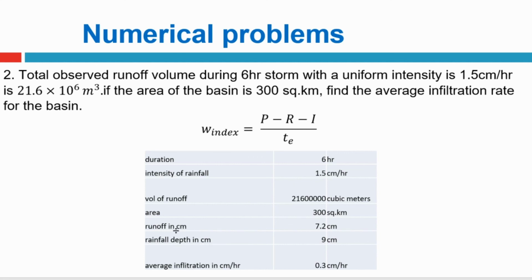Now you have determined the P value, you know the R value, you can calculate the average infiltration, which is P minus R divided by T. T is 6. Like this you can calculate the average infiltration, which is 0.3 centimeter per hour. Okay, this is how you solve the problems of infiltration.